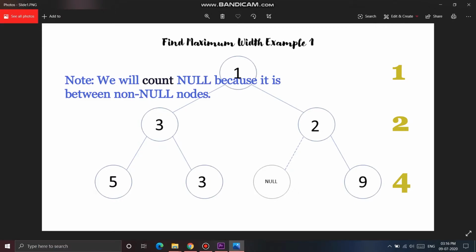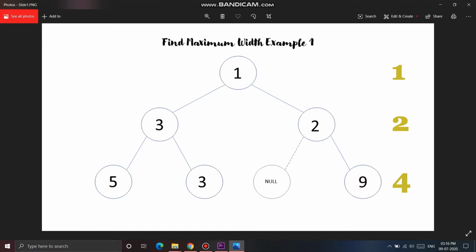Please note that we need to count null because it is surrounded by two other nodes which are not null, that is, node 3 and node 9. So, among these three widths, the maximum width we saw was 4. Therefore, the answer to this question is 4.